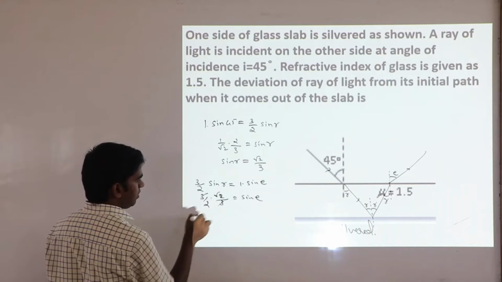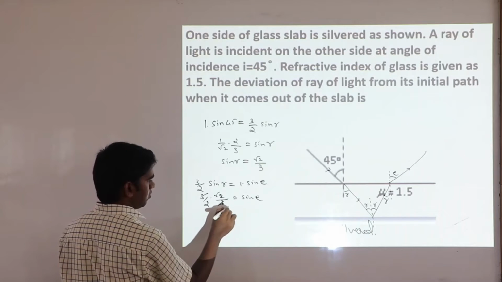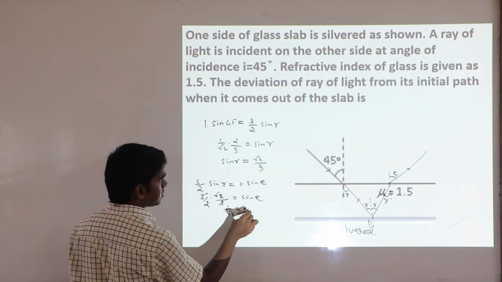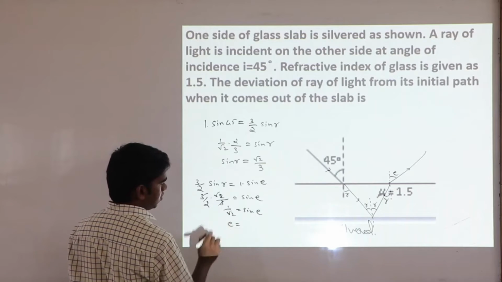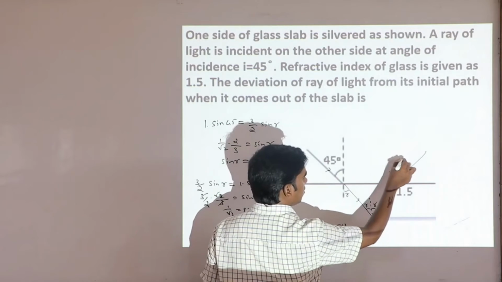So now 3 by 2 sine r, with sine r equal to root 2 by 3, equals sine e. So the 3 will get cancelled. So this will become 1 by root 2. So 1 by root 2 equals sine e. So e equals what? e equals again 45 degrees. So this angle is going to be 45 degrees.